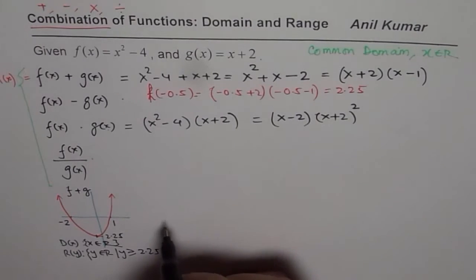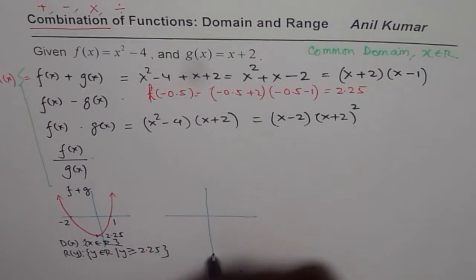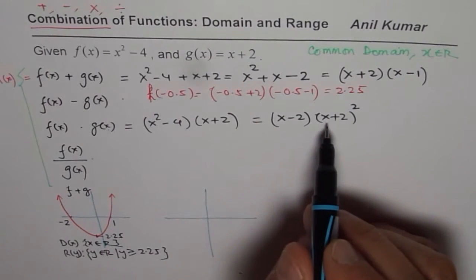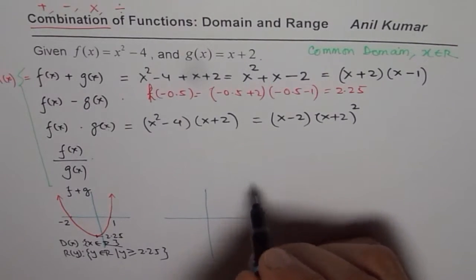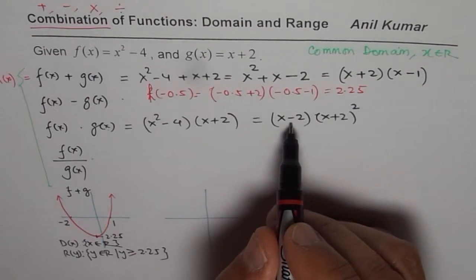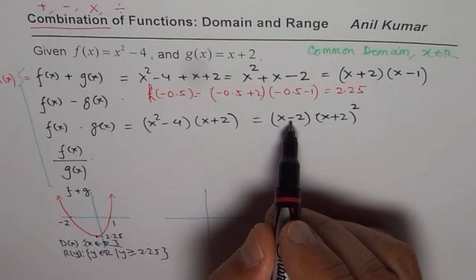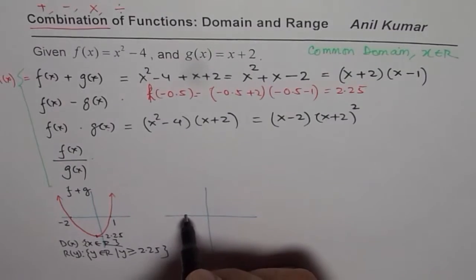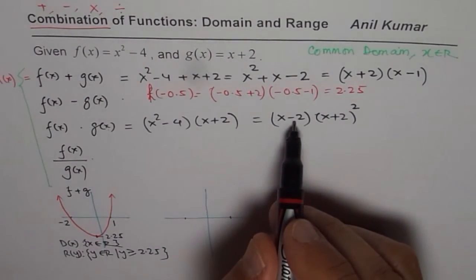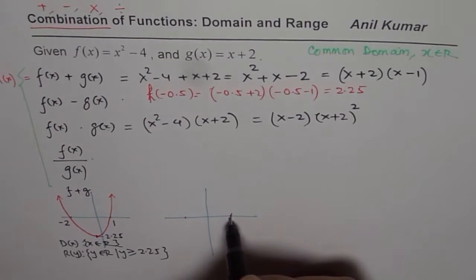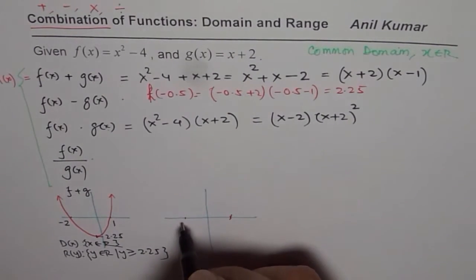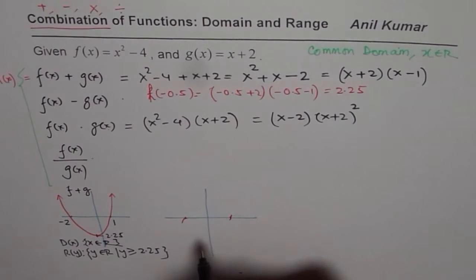So let me sketch this function here. So we have x minus 2. It's a cubic function with a positive leading coefficient, right? So one zero is at plus 2. The other one is at minus 2, right? So plus 2 and minus 2. At plus 2, it is a linear zero, right? And at minus 2, it is quadratic, so it will bounce back, correct?